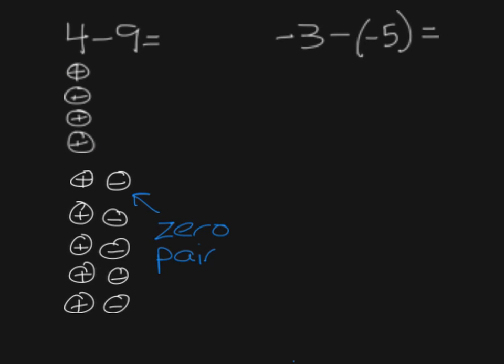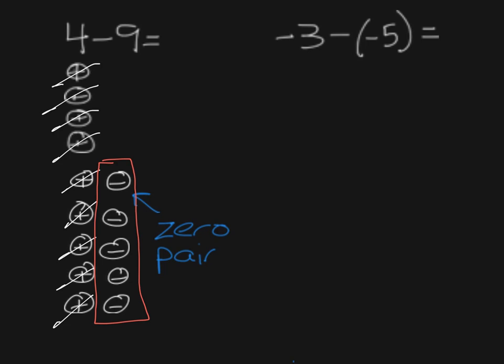But what this allows me to do is take away 9 positives. I can take away 1, 2, 3, 4, 5, 6, 7, 8, 9. And now what I have left right here is negative 5. Negative 5 is my answer for this problem, which makes sense if we think about it. If we started at 4 on the number line and counted down 9 spaces, counted to the left 9 spaces, we would get to negative 5.